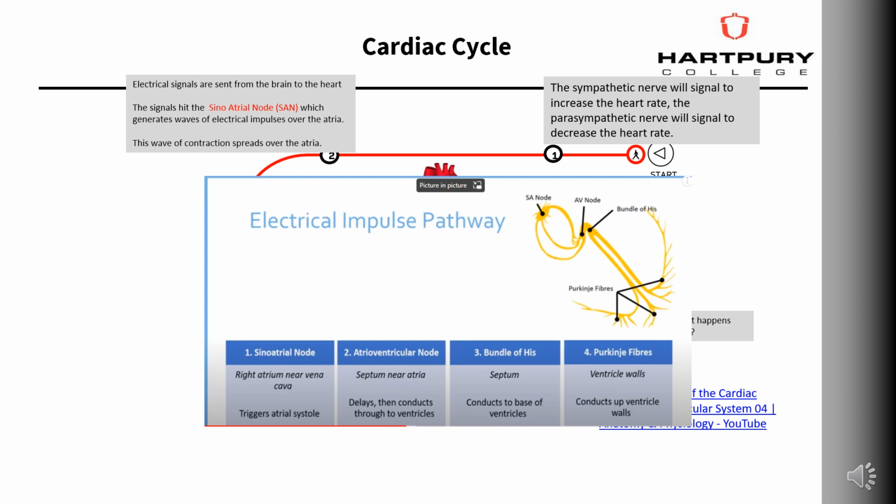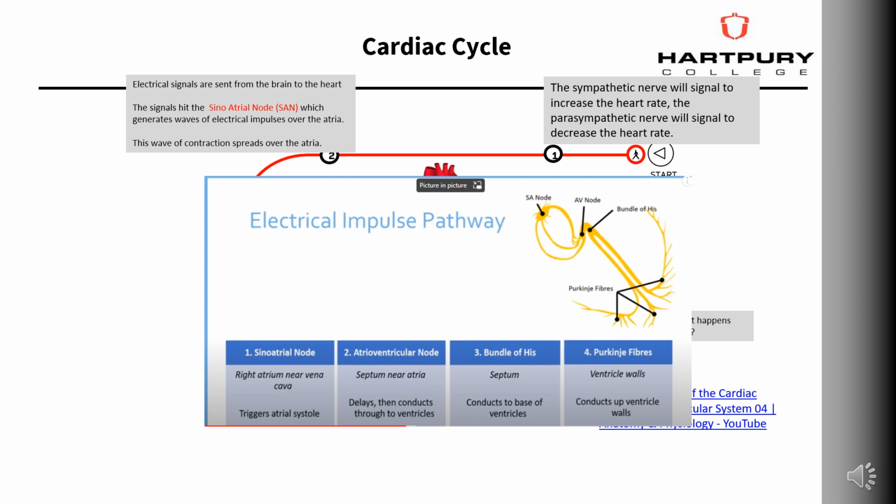So we've got triggering atrial systole, then the conduction delays the conduction through the ventricles at the AV node. It holds onto it. Okay, so it ensures that the atria contract fully before the signal or impulse moves on through the bundle of His. Okay, it conducts the base of the ventricles when it moves into the bundle of His. Okay, and that means then that the ventricles can start to contract. Okay, eventually moving into the Purkinje fibres, conducting up the ventricle walls to finish contraction. Okay, so it's like a wave of contraction.